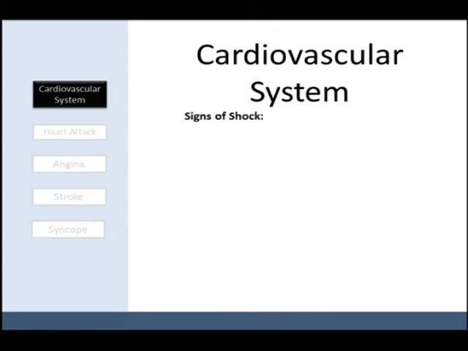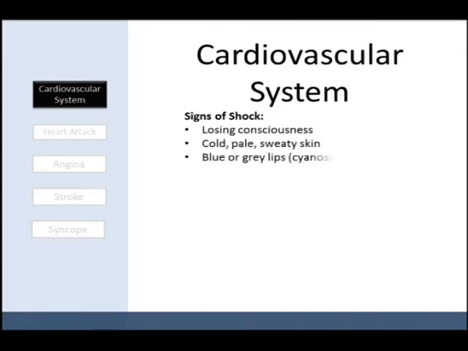So how do we know if someone is going into shock? Well, we can potentially see a loss of consciousness, cold, pale, sweaty skin, blue or gray lips, nausea, vomiting, a fast pulse, and rapid, shallow breathing.